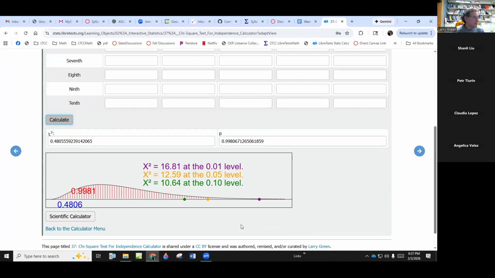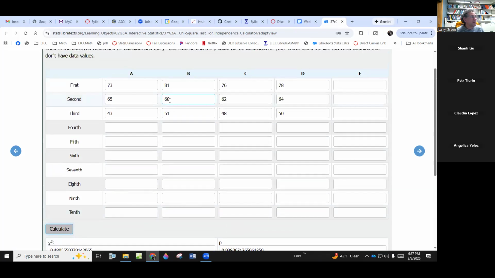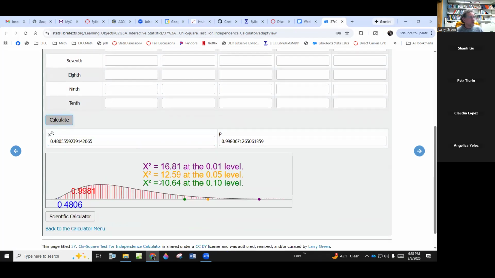Okay, we have our chi-squared. By the way, the degrees of freedom: now you notice we have two survey questions. 3 minus 1 is 2, 4 minus 1 is 3. That's going to be 6 degrees of freedom. But you don't have to know that with this calculator, though it lets you know there are degrees of freedom. And here the chi-squared is about 0.48 or so. The p-value is 0.998.